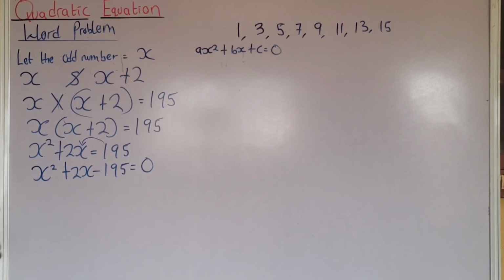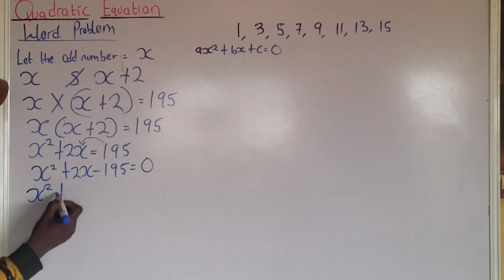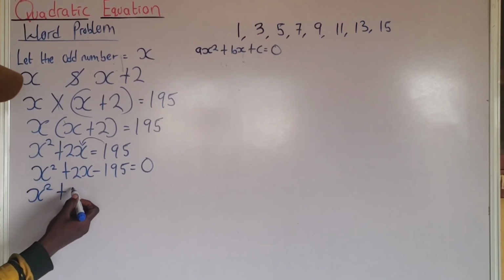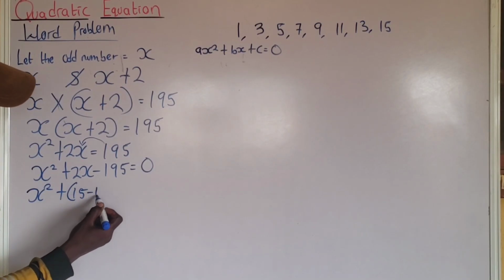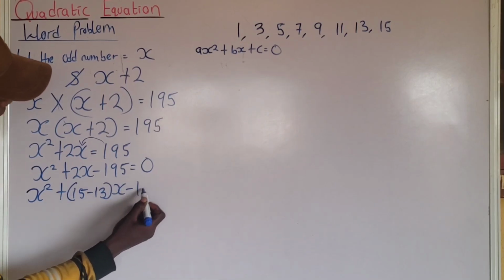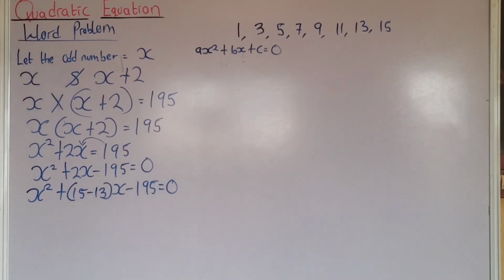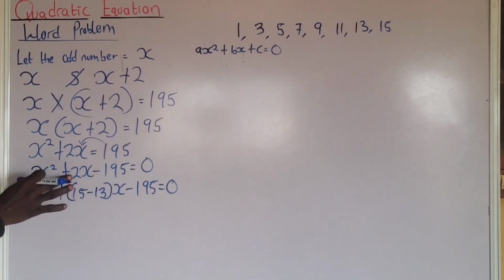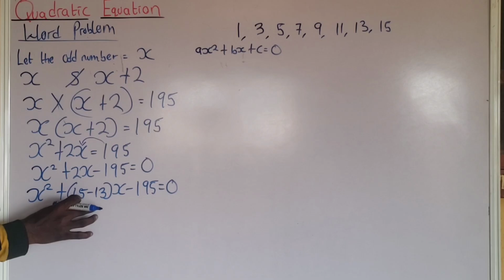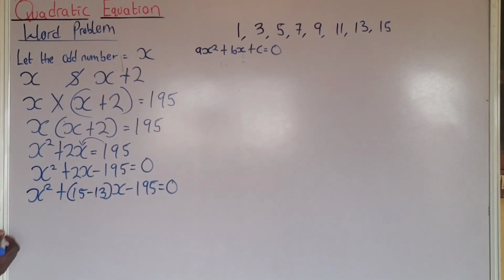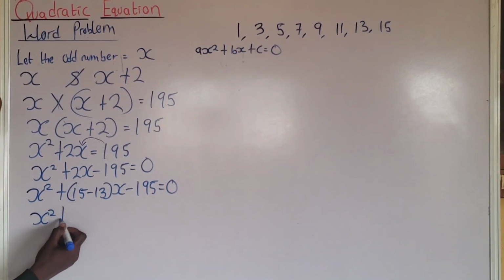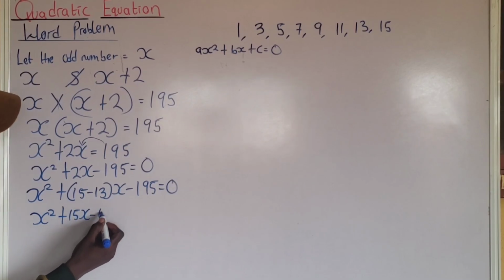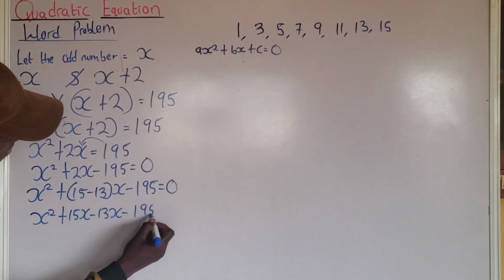So let's proceed. Here I'm going to have x squared plus 15 minus 13 x minus 195 equals 0. 15 multiplied by negative 13 will give us negative 195. 15 minus 13 will give us what? Positive 2. So I just replace positive 2 by this. You understand? So I'm going to have x squared plus 15x minus 13x minus 195 equals 0.